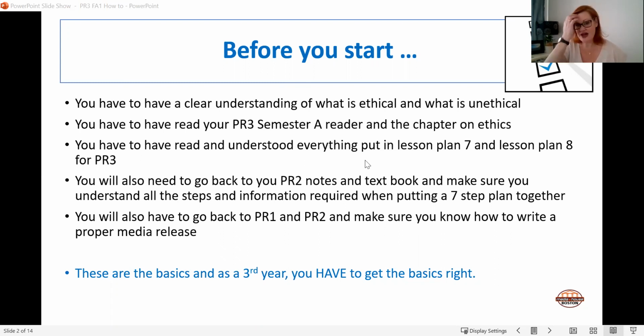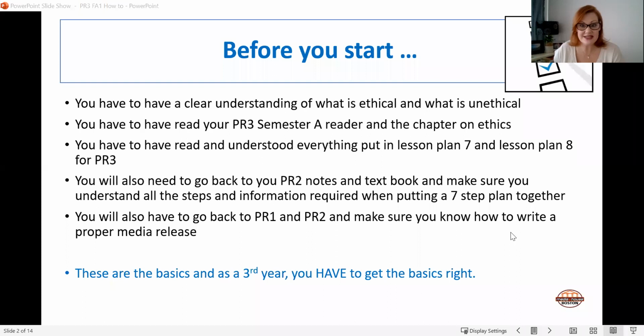Right, you also have to have read your semester A reader, and there's a whole chapter on ethics. And then also, as a PR professional, it is very important that you do additional research as well. So go online, read articles, watch videos, anything more that you can do to really expand your knowledge and your understanding of what ethics is and how it goes together with our PR campaign.